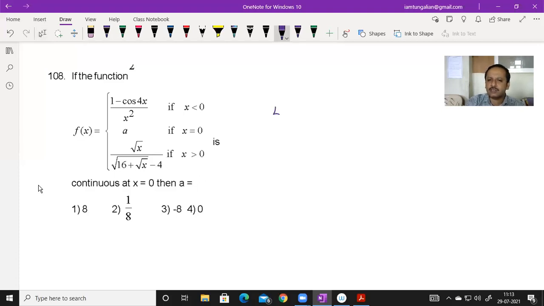Continuous at x = 0 means the left hand limit must be equal to the right hand limit, which is equal to the functional value f(0). So all three must be equal. But now they have already given that it is continuous, so we assume that they are equal. It's not that we are trying to prove that it is continuous. When this question is asked in PUC, you have to evaluate all three. But now it is asked in CET, you find out any one of these: LHL equal to f(0) or RHL equal to f(0). Any one you do, you will get the answer.